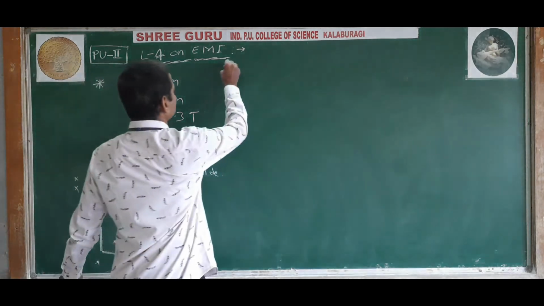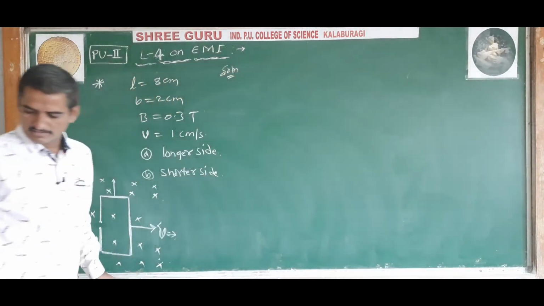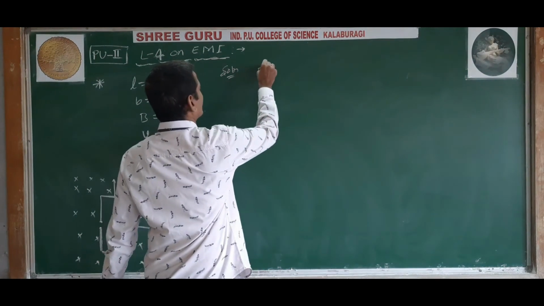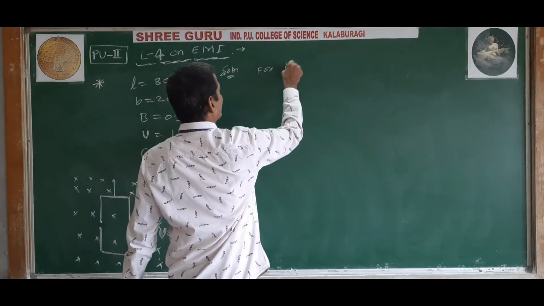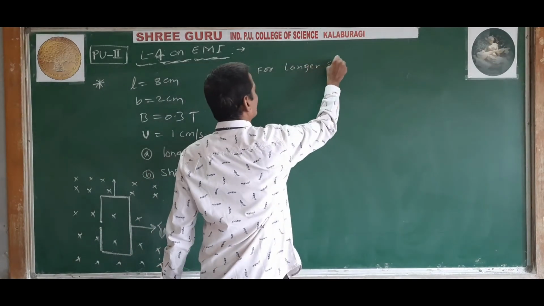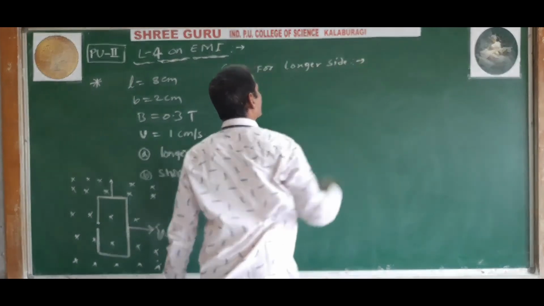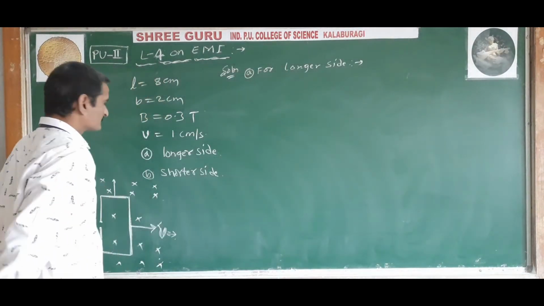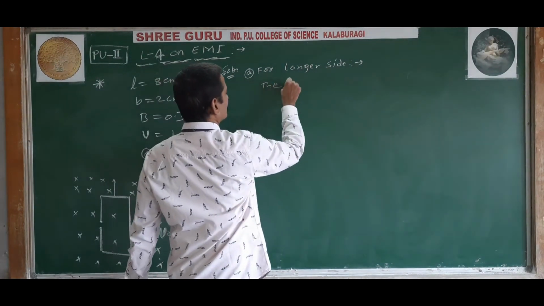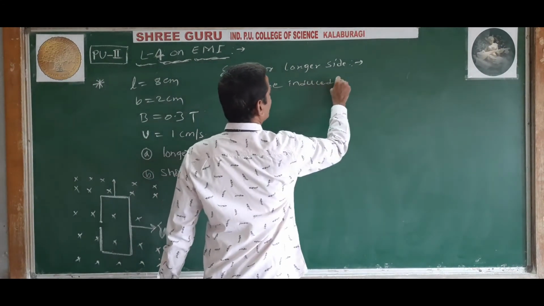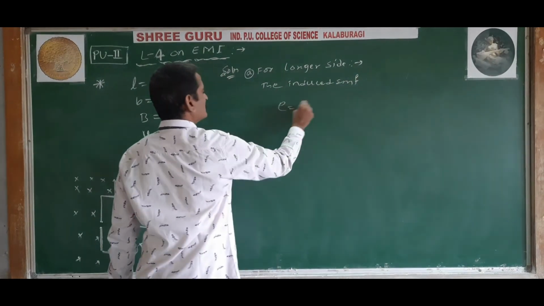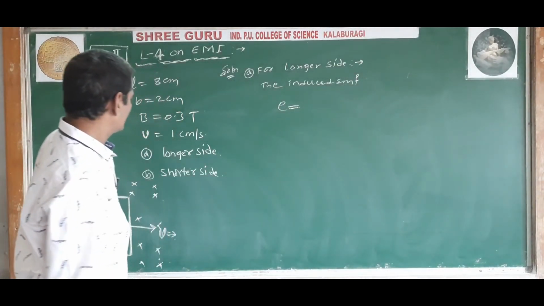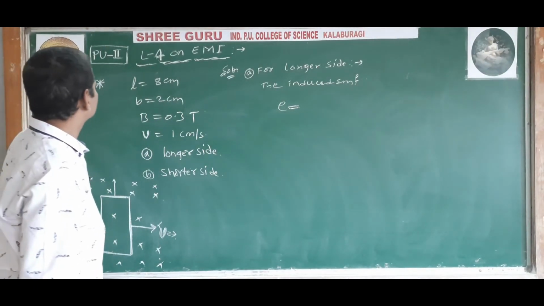Okay, let's solution. Directly I will write the solution. The induced EMF is given by, for the first case, that is for the velocity normal to the longer side, the induced EMF E is equal to d phi by dt. So it is the change in magnetic flux, d phi by dt.